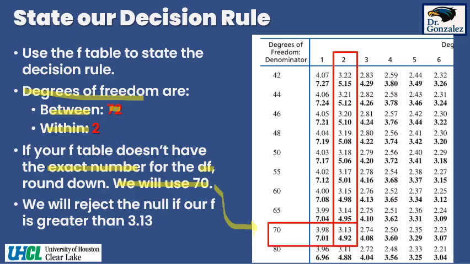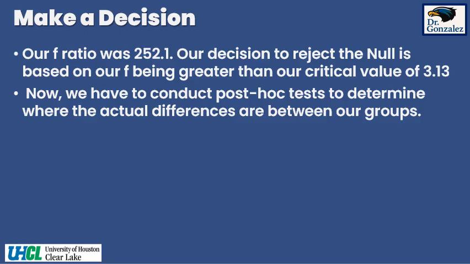And so what we're going to get is a critical value, which is going to be this 3.13 right here, okay? And I apologize for having to chop that up because you do see two things here. One of those is for one particular alpha level, the other's for a different one. But in this case right here, we're going to reject our null if our F ratio is greater than 3.13. And I do believe it was. So yeah, our F ratio was 252.1. So we're going to reject the null based on our ratio being greater than our critical value of 3.13.